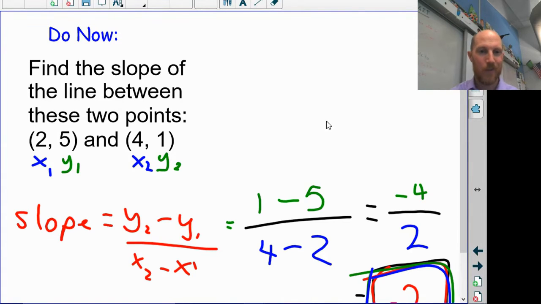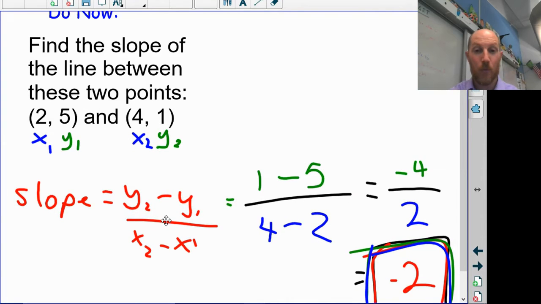All right, so to find slope, we're going to identify our x and y coordinates, set up our slope formula, subtract the y coordinates on the top to get my rise, and the x coordinates get subtracted down the bottom to get my run. Divide or simplify that fraction to end up with the slope of -2.